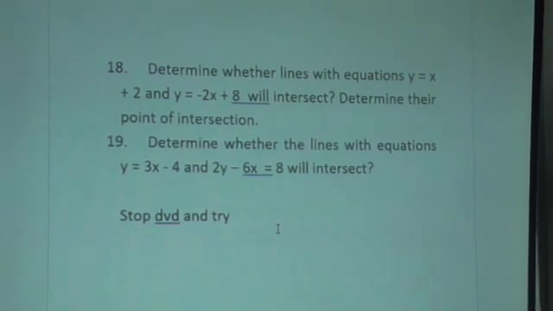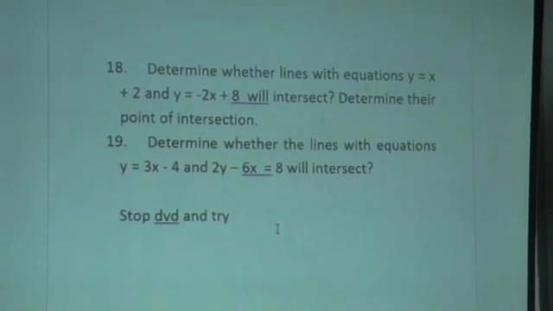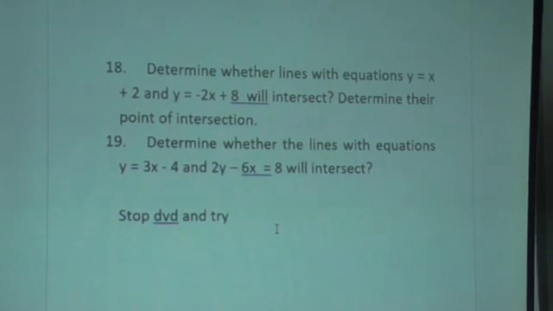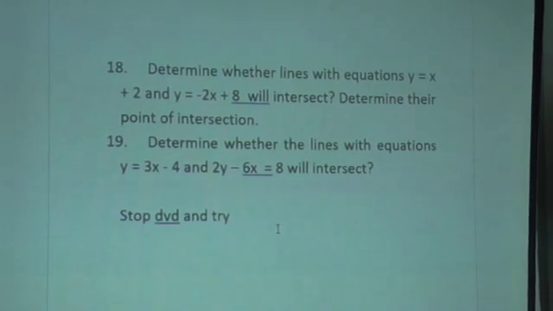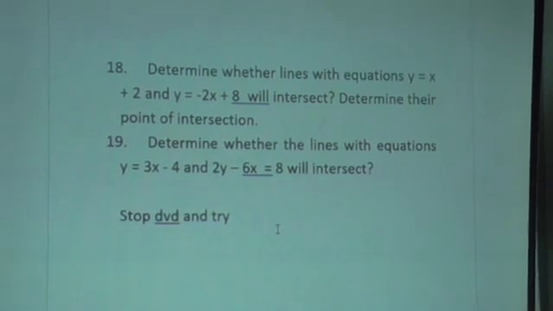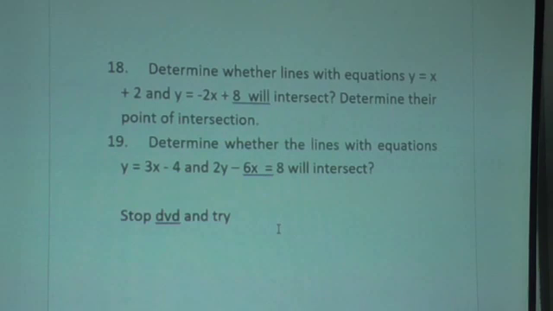Welcome back. We look at number 18 and 19. Number 18: determine whether lines with equations y equal to x plus 2 and y equal to minus 2x plus 8 will intersect. Determine their point of intersection. So we've got two questions there: 18.1, will they intersect? 18.2, determine their point of intersection.